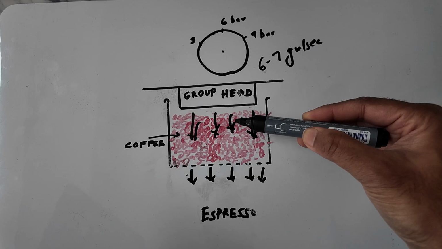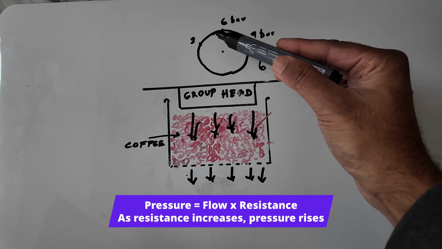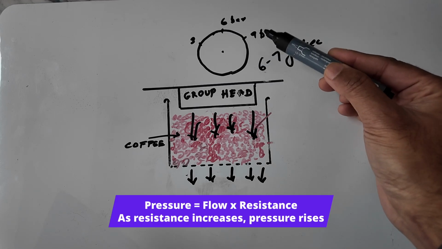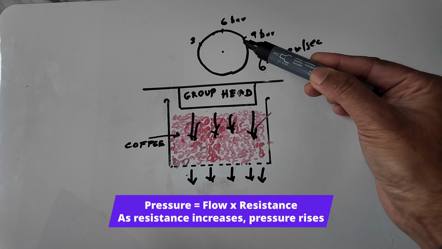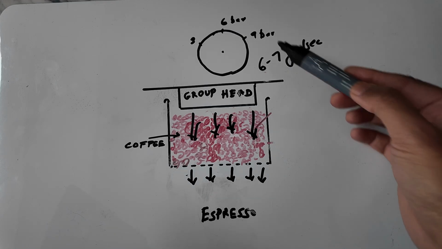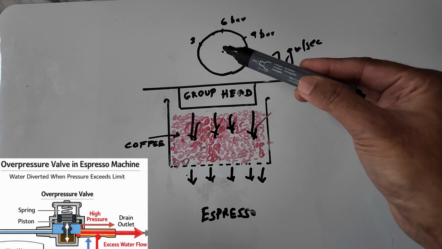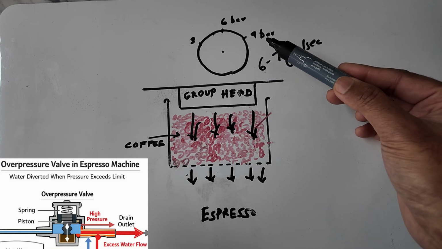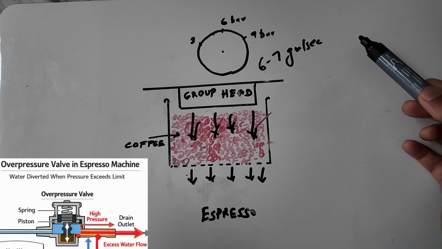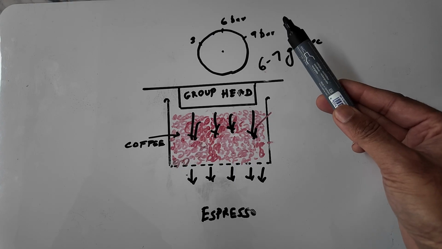But when the water hits the puck, it encounters resistance, and so the pressure will start to build until it reaches a certain limit. Now, the limit is generally set in most machines by the overpressure valve. Generally, the limit is about 9 bar. And when the pressure reaches the limit, some of the water which is going into the group head is diverted elsewhere, so that the pressure does not exceed the limit.